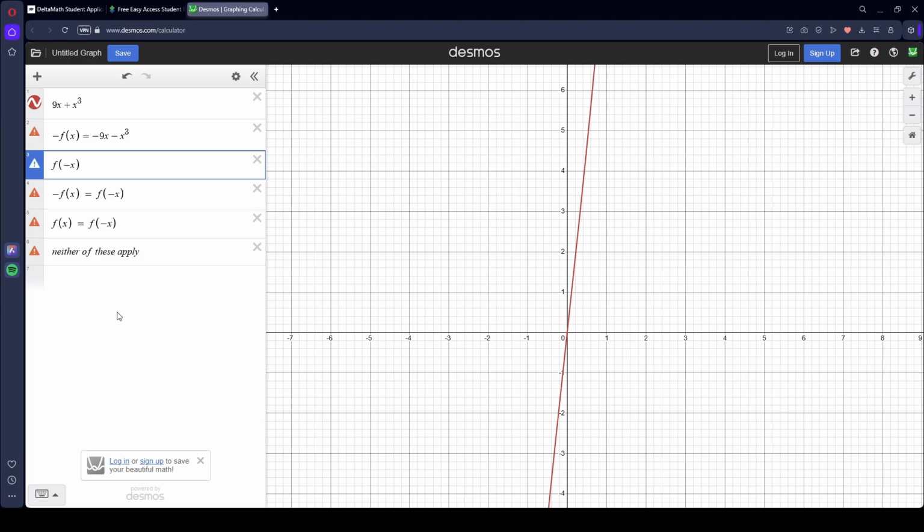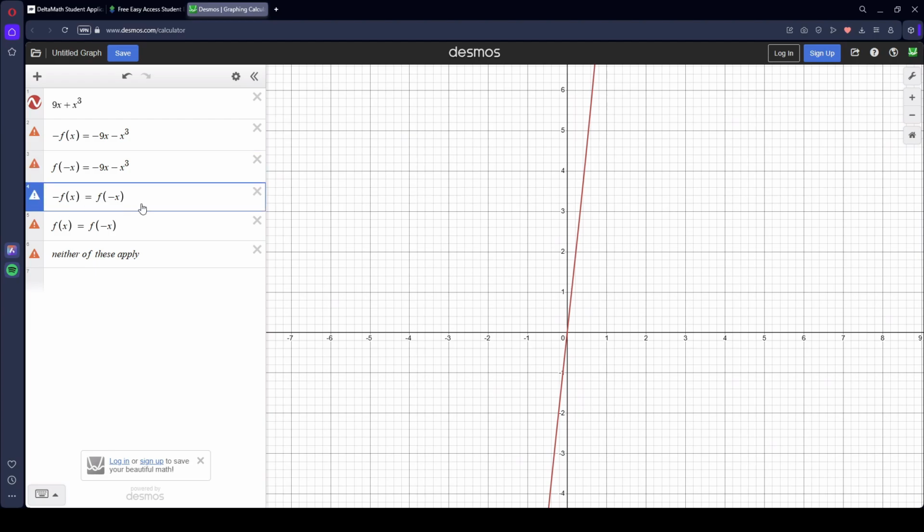f of negative x is equal to 9 negative x plus negative x 3. Okay, that'd be negative 9x and negative x. Oh, would you look at that? 5 negative x f. Where am I getting 5? This looks the same, which means this is odd.